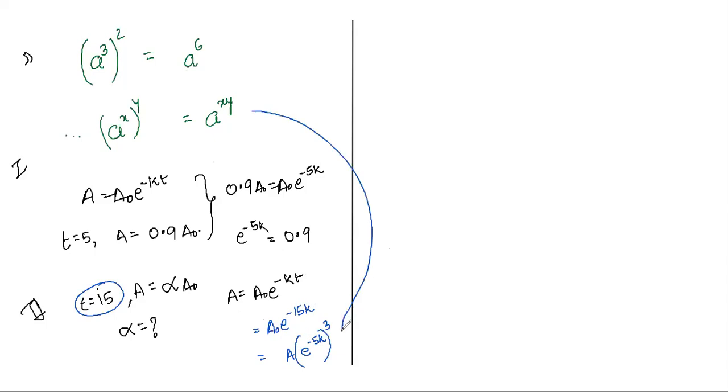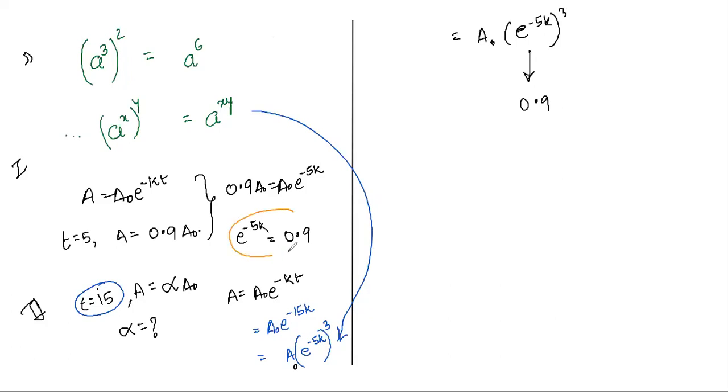Are we now clear, Atul, the approach? How did we come to this step? Okay, so we had this one is a naught into e power minus 5k whole cube, and this e power minus 5k is nothing but 0.9 from the expression which we had obtained over here.